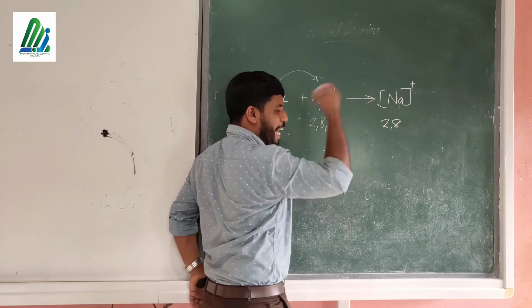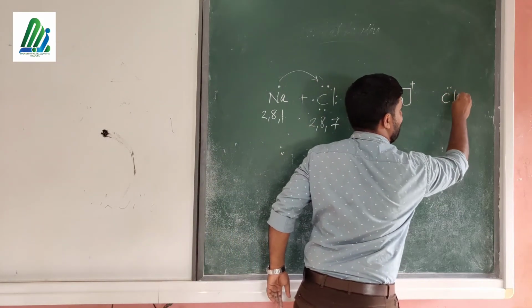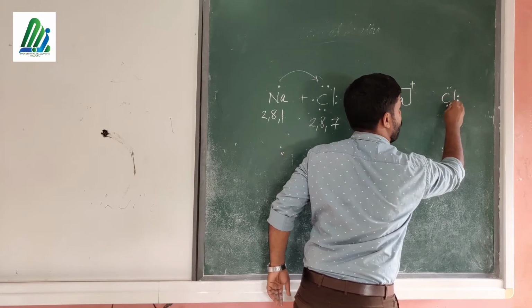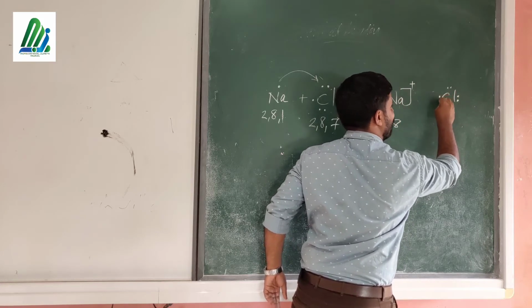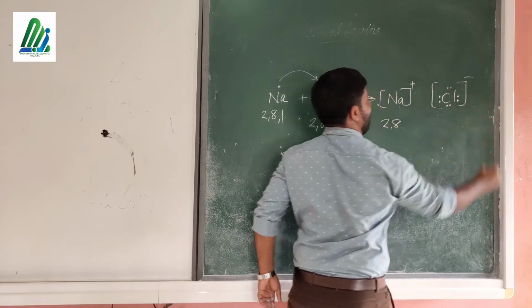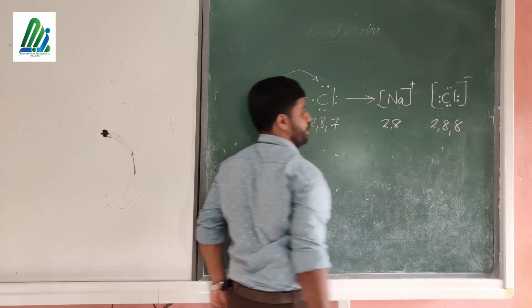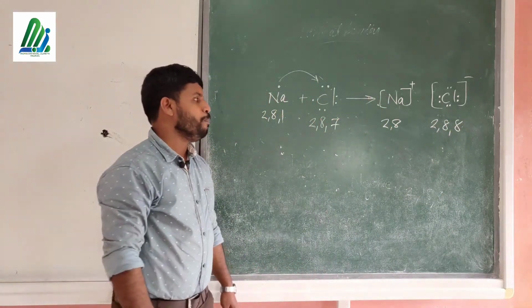Next, chlorine accepts the electron. There are 7 electrons in the valence shell, and 1 more electron is accepted. Now it becomes 8. When it becomes 8, it will get a negative charge. The electronic configuration is 2, 8, 8.